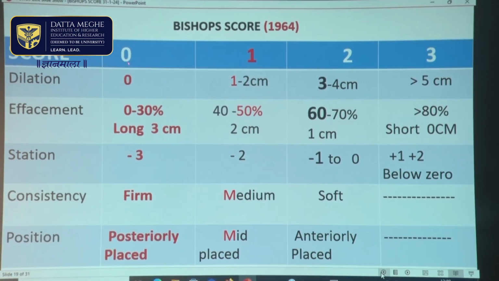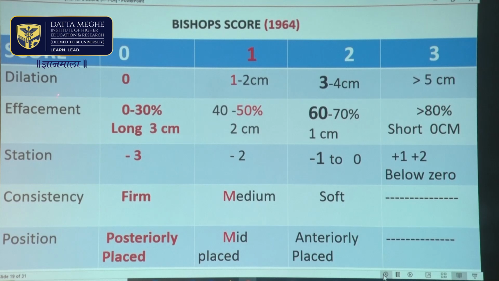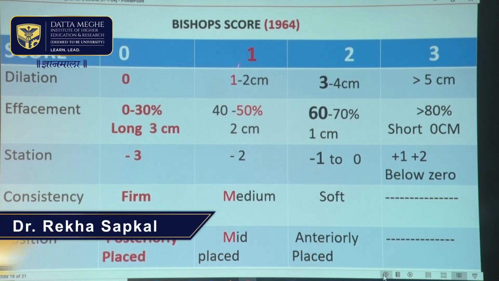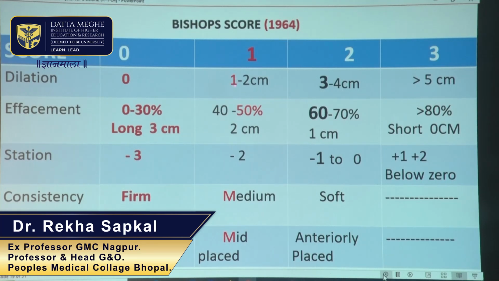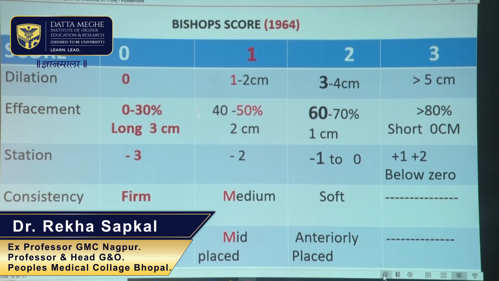So, the scoring starts from 0, remember, then 1, 2, 3 like that. The scoring is in relation with the dilatation of the cervix. So, how to remember this? First, remember this middle part, column 1. It includes dilatation of 1 to 2 centimeters, effacement of 50%, and -2 station, which is just fixed. And this is M, meaning medium consistency, and a mid placed cervix, where the position of the cervix is at the midpoint. So, remember this central column, column number 1.